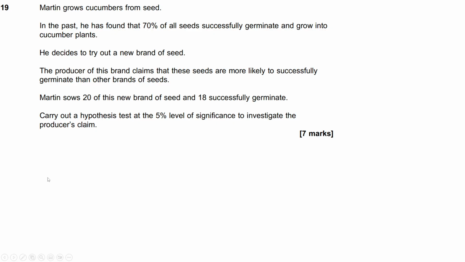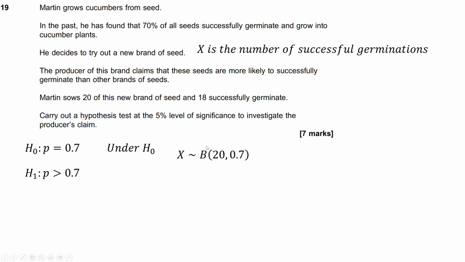Now H0, the initial hypothesis, is that the probability is just 0.7 of these new seeds, by the way. Now the alternative hypothesis is going to be that the probability is actually greater than 0.7, because they're saying that it's more likely to successfully germinate. It's just going to be greater than 0.7. Now under H0, we're going to carry out our hypothesis under the null hypothesis. We're distributing X, where X is just the number of successful germinations.